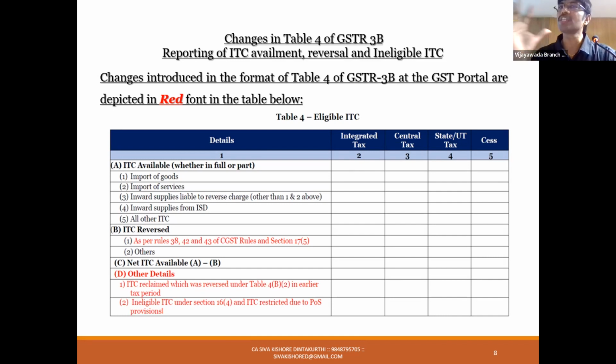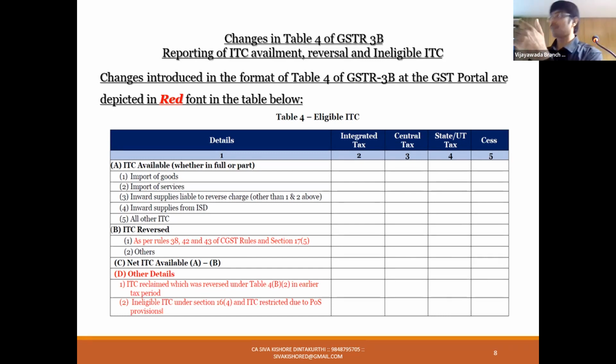Without a disclosure, can I claim credit? Obviously, see, the disclosure mechanism shall not disentitle to take credit, in my opinion, because it's only a rejig of numbers. Just because I forgot to mention in 4B2, you cannot say that my entire credit is lost, but it is a matter of litigation. The department will definitely ask: accumulated credit re-availed should not be more than what is already reversed in 4B1. 4D1 should not be more than 4B2. Exactly, that you have to follow. Otherwise, you have to litigate and go for the appeal.